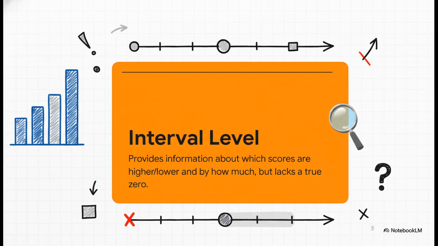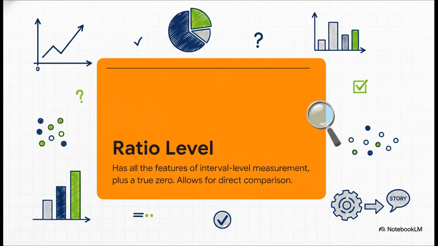The 0 is arbitrary. And finally, we reach the top of the mountain, ratio data. This is the top tier. It's got the equal intervals we just talked about, plus a true meaningful zero. Zero height is no height. $0 is no money. And this is the only level, the only one, where you can say something like, this is twice as heavy as that. It's the whole damn package.